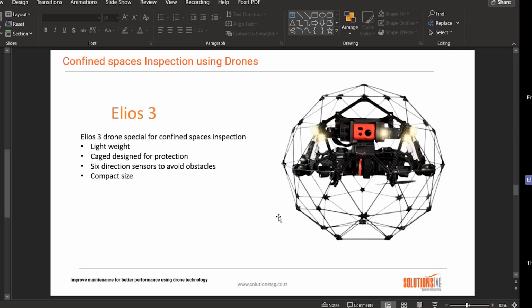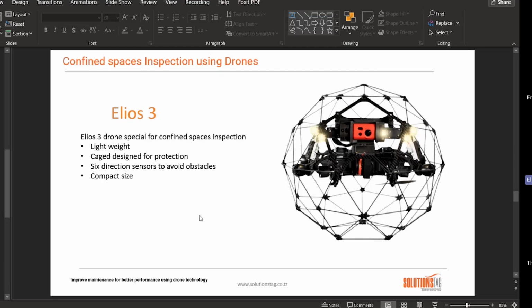But also, it is lightweight. And as you can see, it has a cage structure. It helps to avoid crashing between the drone and other obstacles inside the confined spaces. It also has sensors in all six directions to avoid hitting any obstacles. All this is to ensure the safety of the drone and also the facility. Once the drone is safe, then it can inspect other areas. The use cases for this drone are as follows.